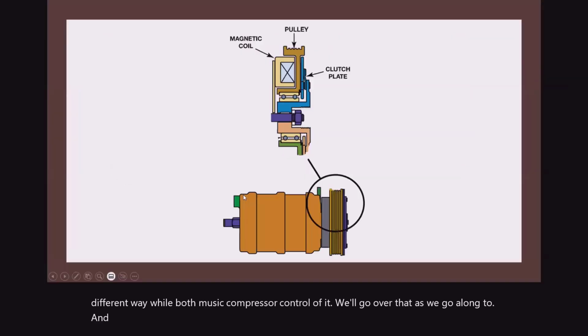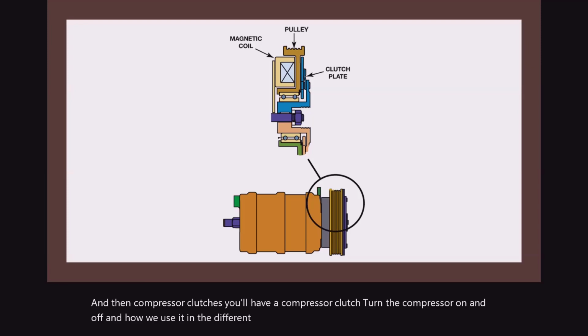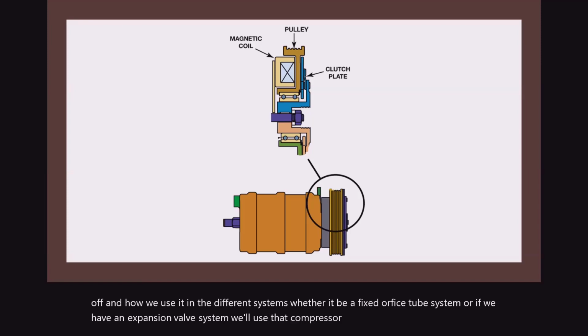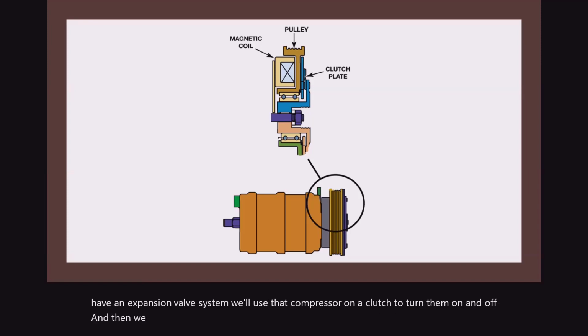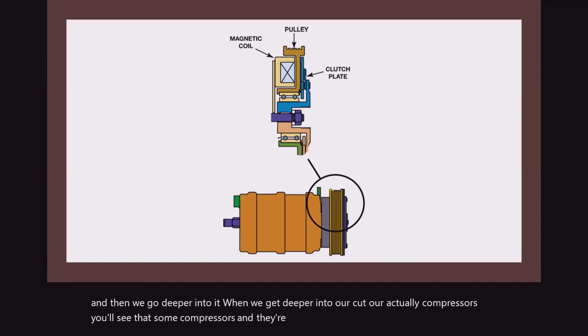And then compressor clutches: you'll have a compressor clutch to turn the compressor on and off, and we'll cover how we use it in the different systems, whether it be a fixed orifice tube system or an expansion valve system. We'll use that compressor clutch to turn them on and off. And when we get deeper into the compressors, you'll see that some compressors don't turn on and off while the car is running. So we'll get deeper into that too.